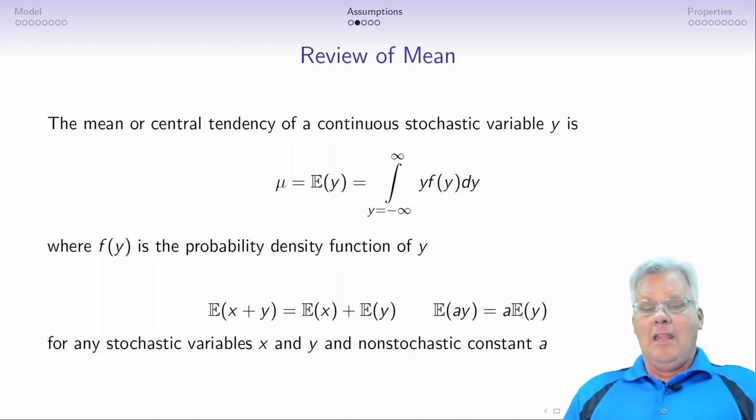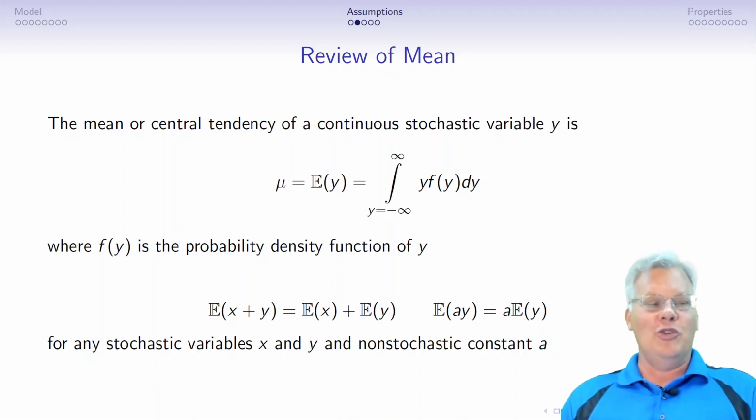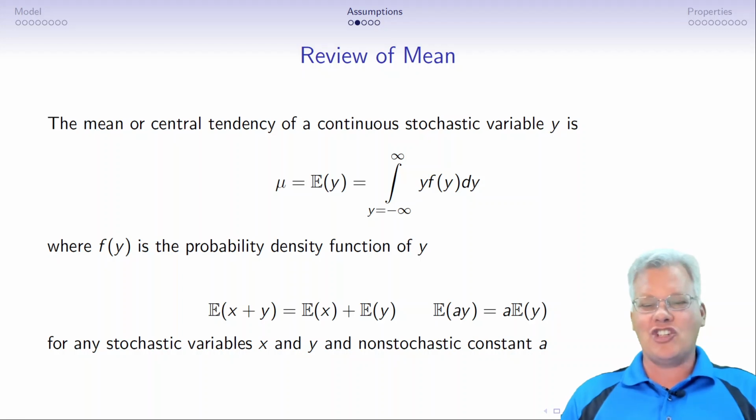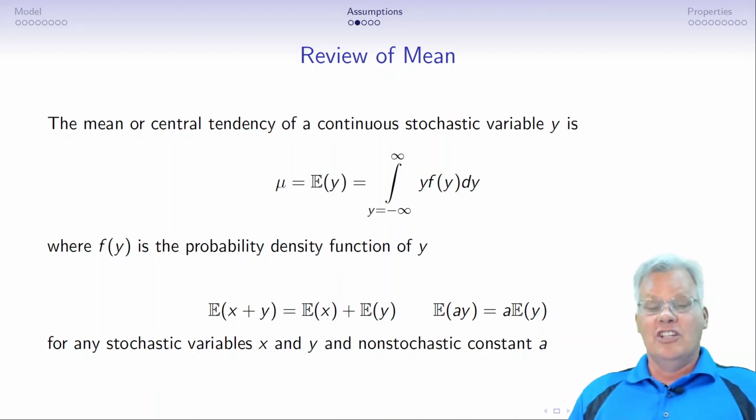Okay. Now, the expectation of a sum. So if I have two stochastic variables, x and y, and I want to find the expectation of the sum, I already gave this platitude a little bit earlier in this lecture. The expectation of a sum is equal to the sum of the expectations. So to operationalize that, the expected value of x plus y is equal to the expected value of x plus the expected value of y.